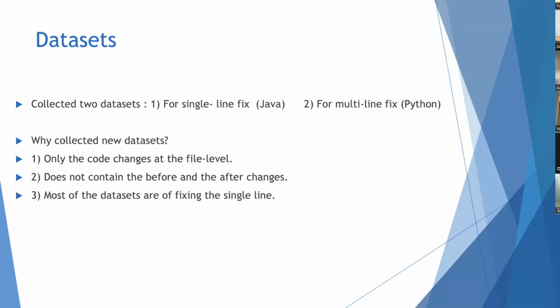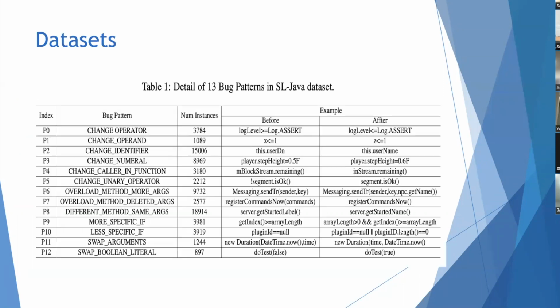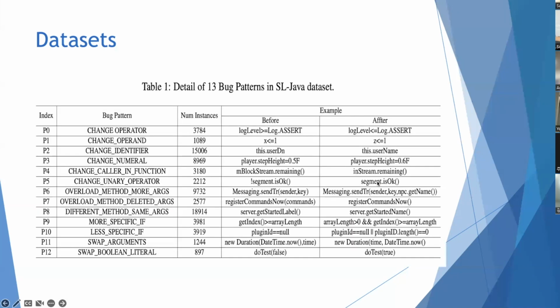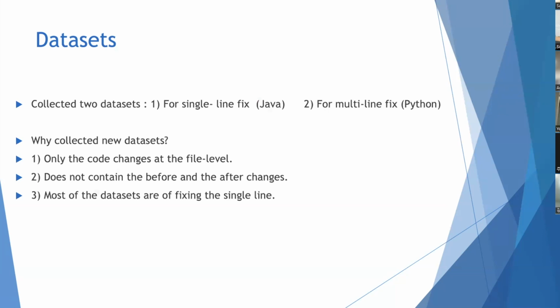And the second reason is that the previous existing data sets do not contain the before and the after changes, since their data sets look like this, where the before fix, the line number is there, and then the after fix is there. So they have collected using the commit changes from the GitHub repositories. And the existing data sets consisted of only fixing the single line, and they needed the data sets for multi-line fix also.